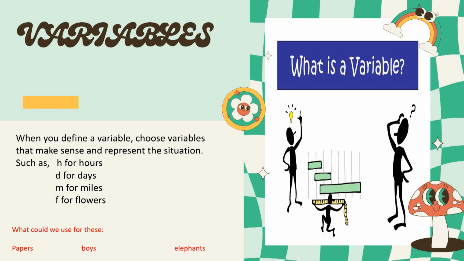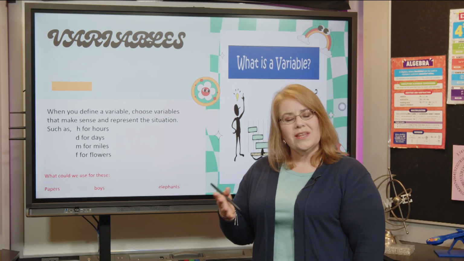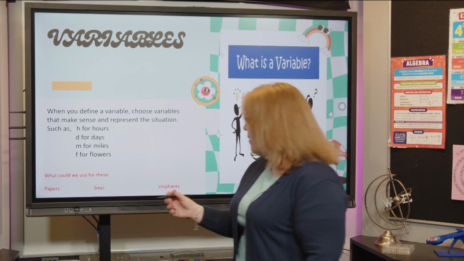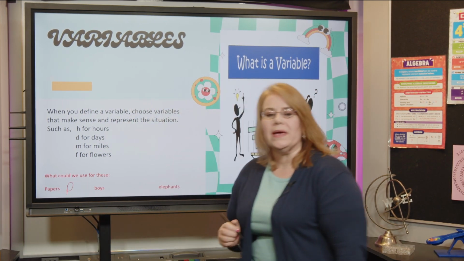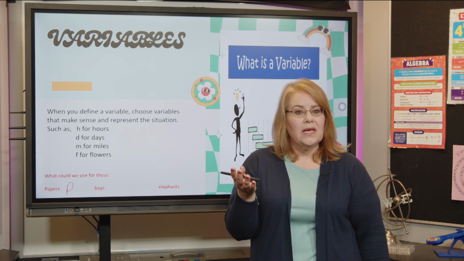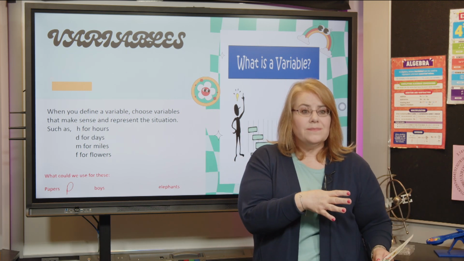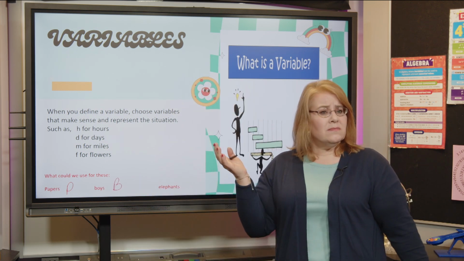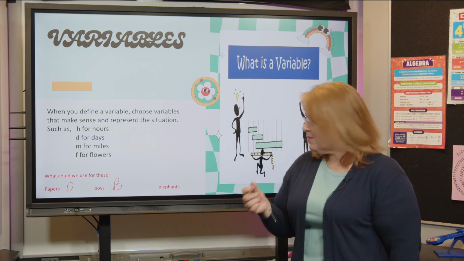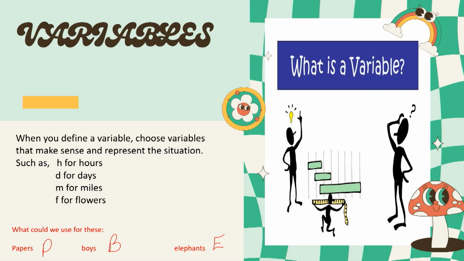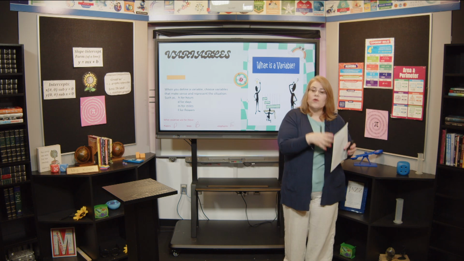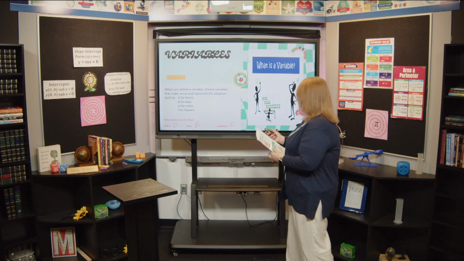So let's look down here at the bottom. What could we use for these? So remember, we want to make sure it's appropriate. So if I'm talking about paper, what do you think I would use? Exactly right. I'm looking at a P for paper. What about boys? If we're looking at boys, there's how many boys on the team, or how many boys are in the class? Exactly right. I could use a B. Now what about elephants? There's how many elephants at the zoo? I'm going to use that E. So we're looking at the context of what we're talking about, and then we use a variable that can represent that context. Good job, guys.